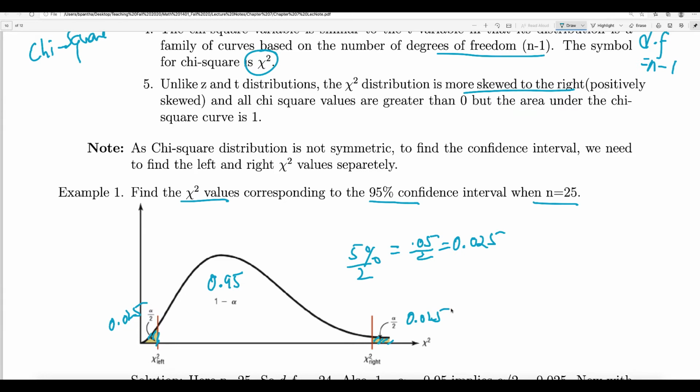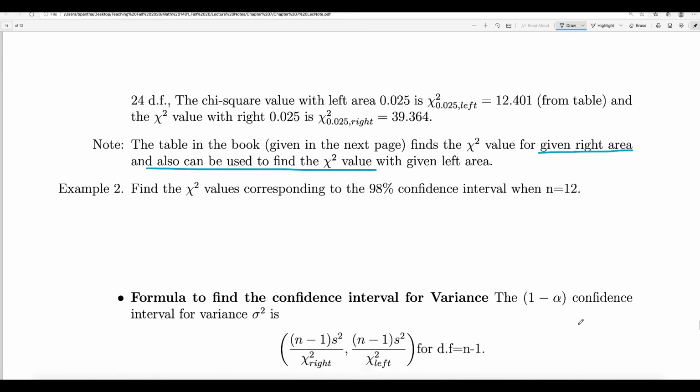Now, one difference between the other distributions and the chi-square distribution is that on the chi-square table, the right area is needed. So we use the right area to find the chi-square right value. For example, to find the chi-square right, the area to the right of this number is 0.025, and n is 25. So what is the degrees of freedom? Degrees of freedom is n minus 1, that is 24. So let us see how we look at the table here.